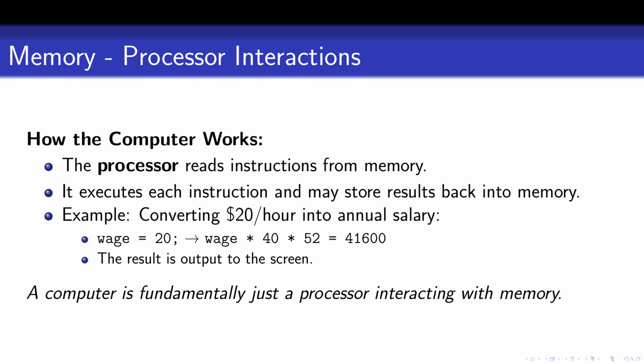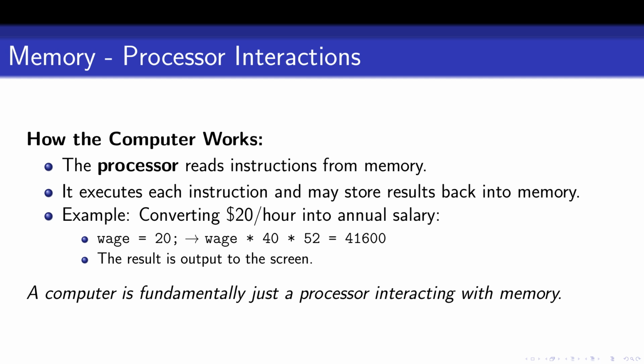Let's take a moment to understand how a computer actually works at a fundamental level. At its core, a computer is just a processor interacting with memory. The processor's job is to read instructions from memory, execute them one at a time, and, if needed, store the results back into memory. For example, imagine a program that calculates an annual salary based on an hourly wage. The instruction might look like wage equals 20, followed by a calculation like wage multiplied by 40 multiplied by 52, which results in 41,600. That result is then output to the screen.